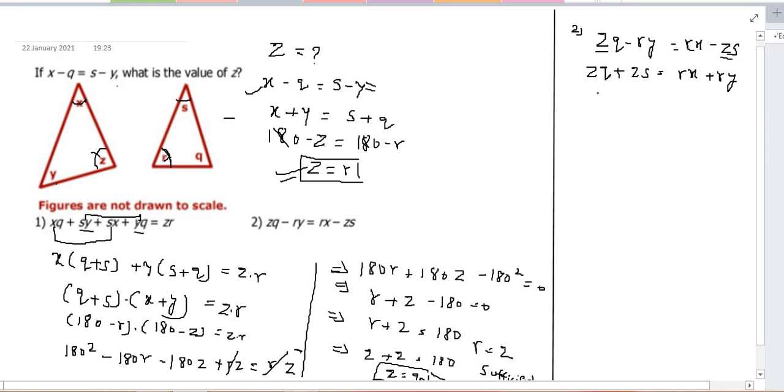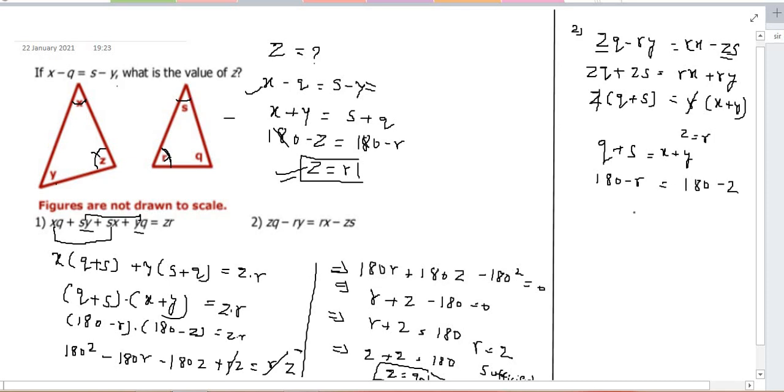Now let's take Z out. Inside you will have Q plus S. Similarly, let's take R out. Inside you will have X plus Y. Now we already know that Z is equal to R, so we can cancel these terms out. So now we are left with Q plus S and X plus Y. Again, Q plus S can be written as 180 minus R, and X plus Y can be written as 180 minus Z. So again we are concluding the same thing, that Z is equal to R, which we already concluded. So definitely this information is redundant. We don't need this.